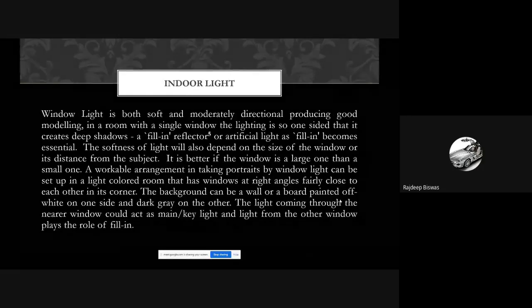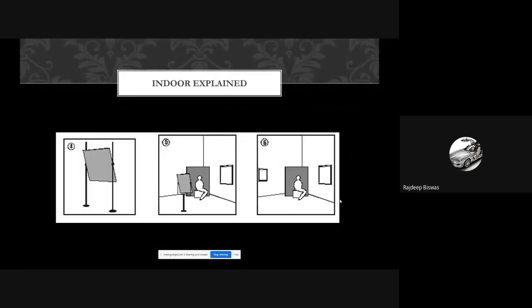Okay. Now, indoor light. Before I go into artificial light, let me just show you this diagram. On the extreme left, it is something of a reflector. I would say anything like a reflector. In the middle, you would see the outline of a person. On the right hand, you would see a window. And on the extreme right side image, you would see a person sitting and two windows on either side. Please note that one of the windows, the window on the left, is small in size.